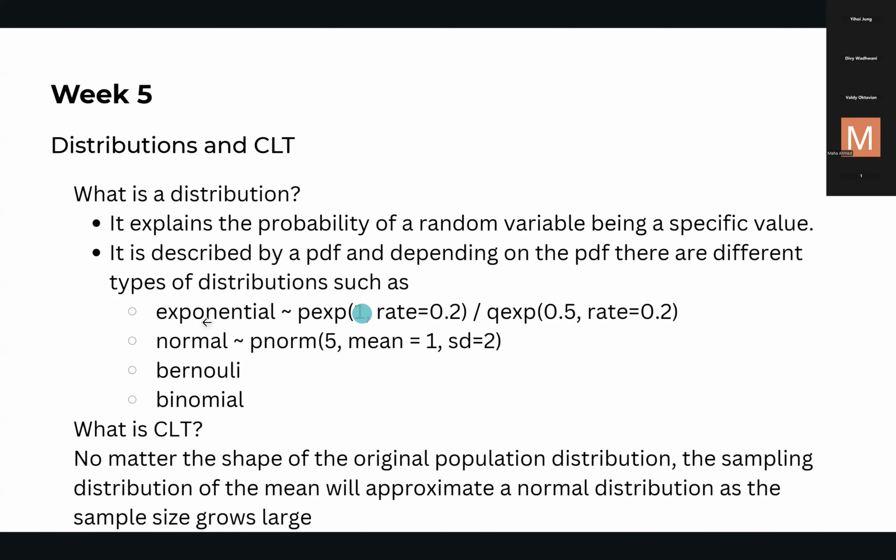And for exponential, there's only one parameter you have to write, which is the rate. So it's 0.2, that's the one I gave. But if the question asks for a different rate, then you just change this. For normal, it'll be the same thing, where there's p and norm, and also q and norm. But in this case, we need two parameters: a mean and a standard deviation.